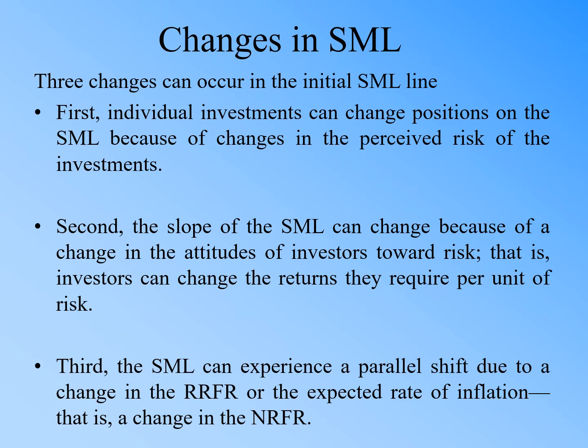Secondly, the slope of the SML can change because of a change in the attitudes of investors toward risk. That is, investors can change the returns they require per unit of risk. It means that now the investors are requiring more return or less return for the same level of risk. So in that case, we will find an upward or a downward slope in the SML line.